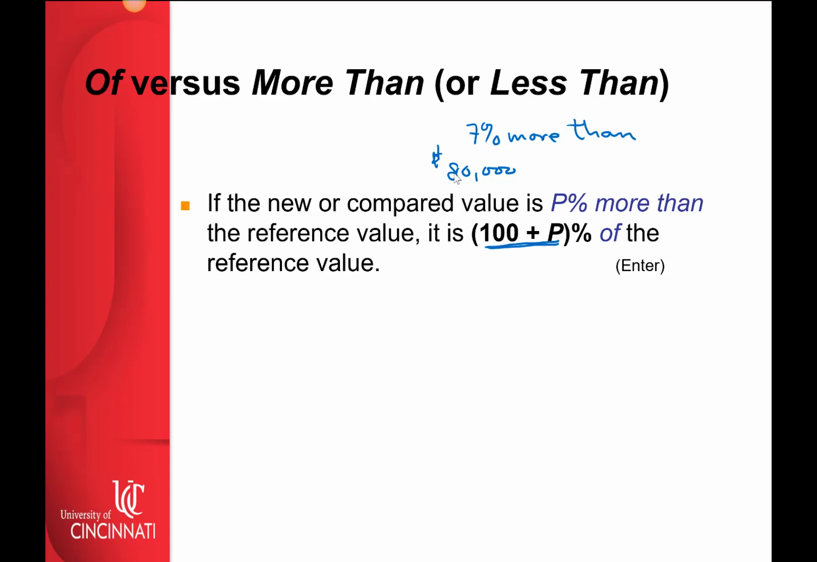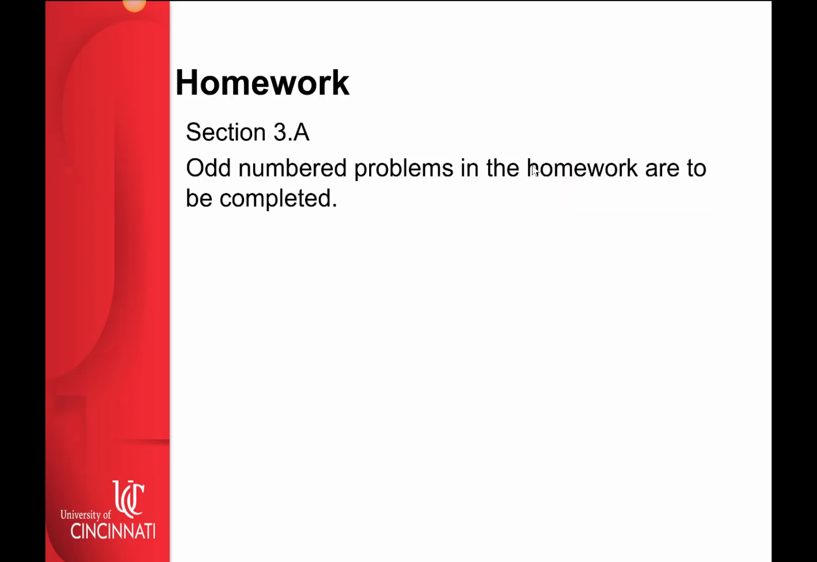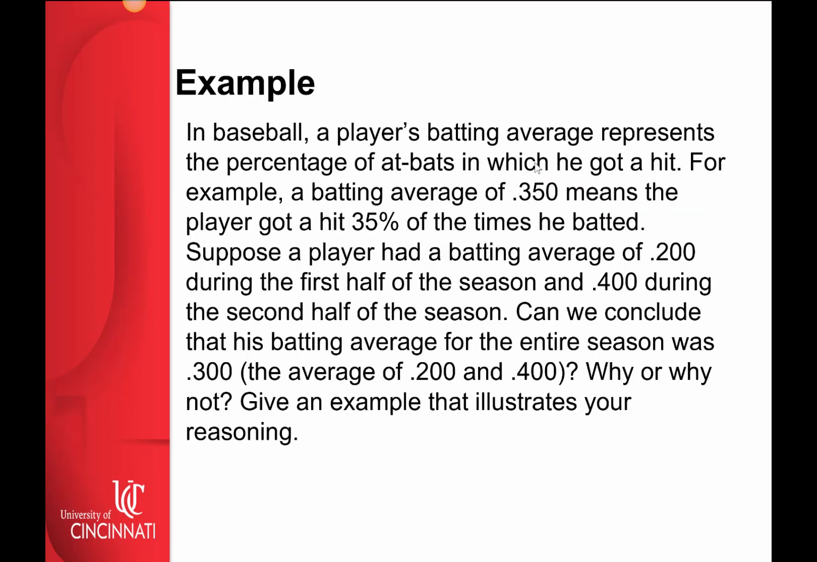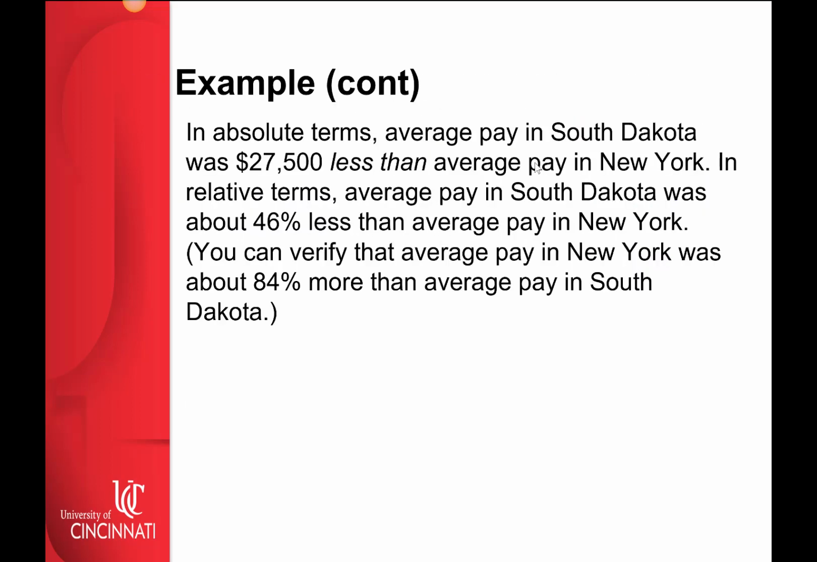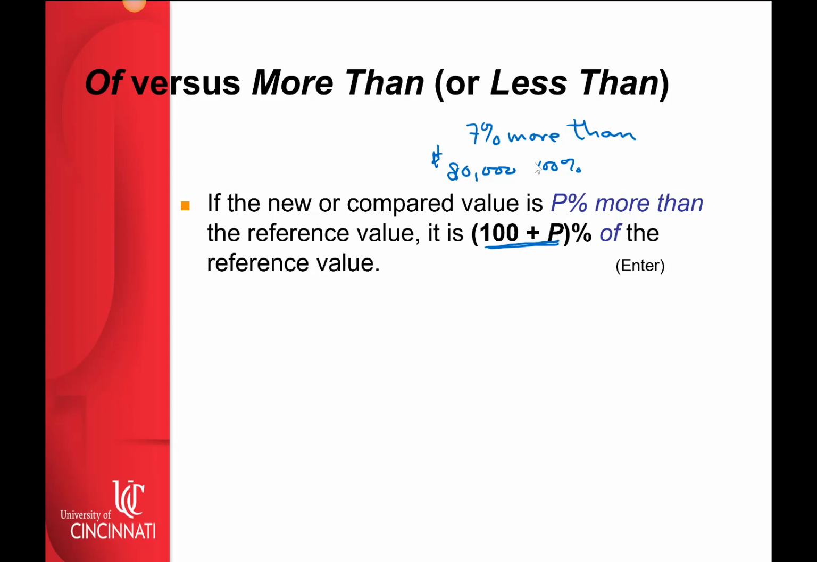A quick way to figure this out. One way to do it is to say, okay, we're going to do 100% of Chuck's salary. Then we're going to do the 7%, which is another 5,600, and we can add them together. That's one way to do this.